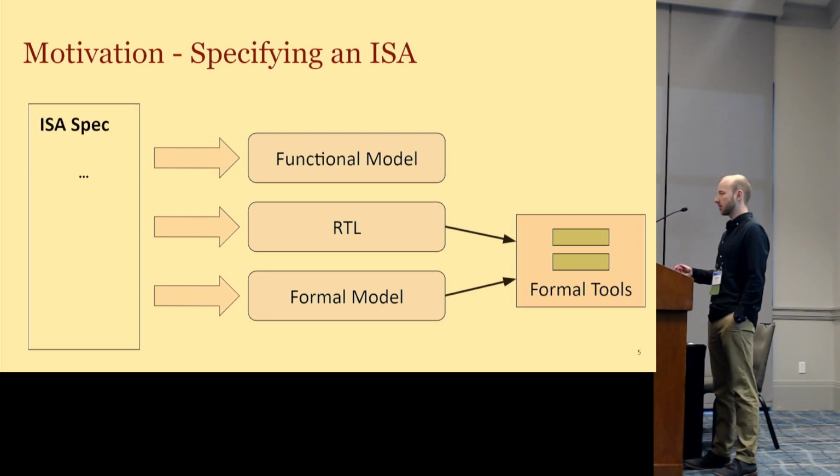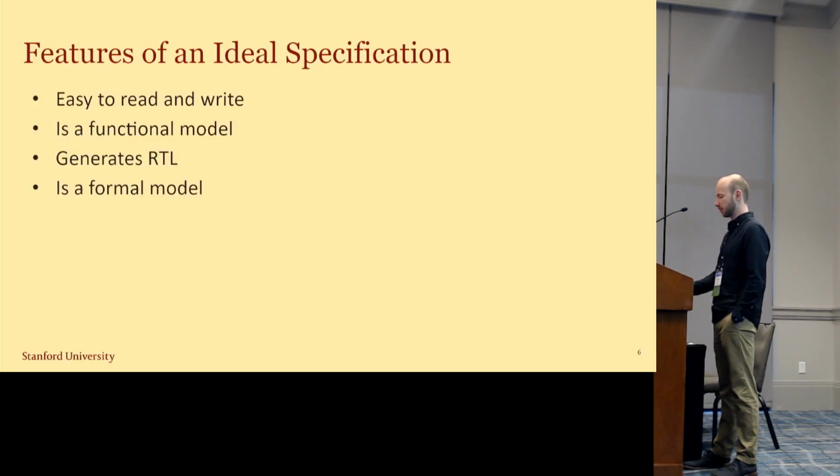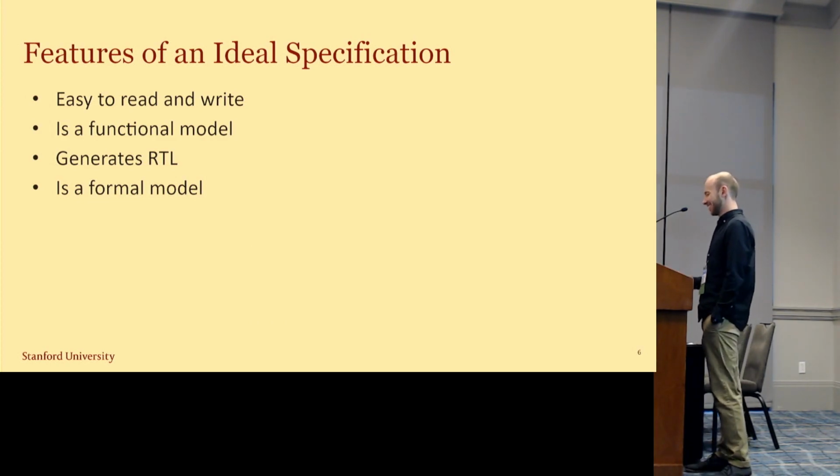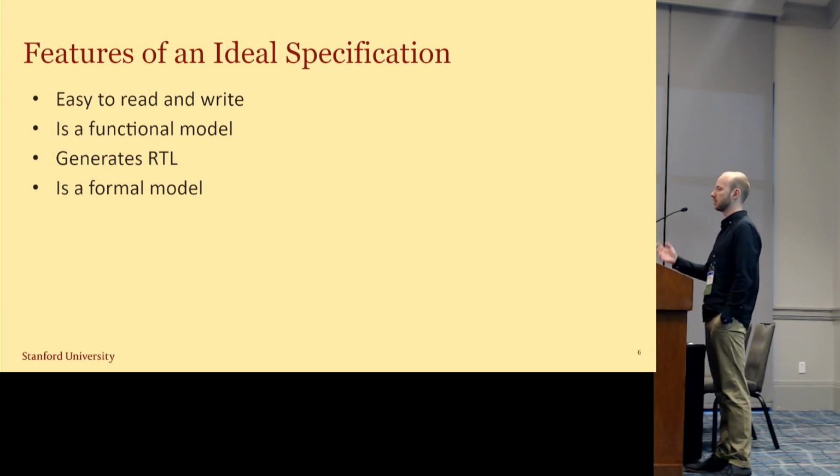And so in this project, we were trying to rethink this whole process. Specifically, we were trying to answer the question, what does the ideal specification look like? We came up with four different features. First, it should be easy to read and write. That's pretty obvious why it's important. Second, it should be a functional model. Third, it should generate RTL. And fourth, it should be a formal model, right? If you have your specification generating these three different representations, that would just be a better way of doing it.